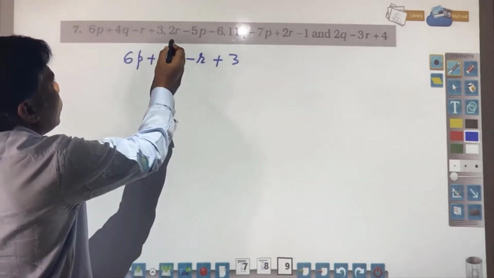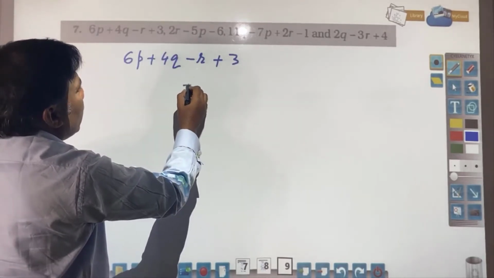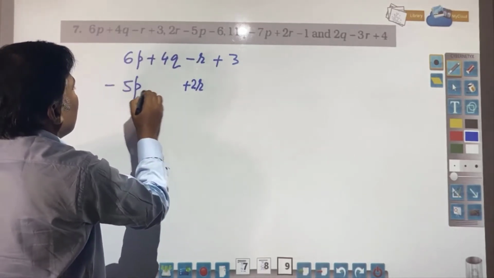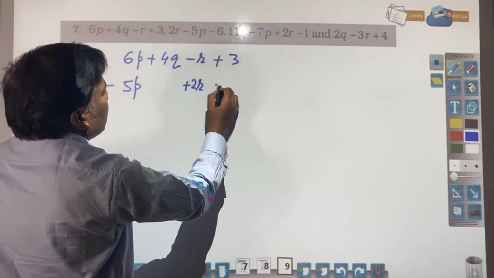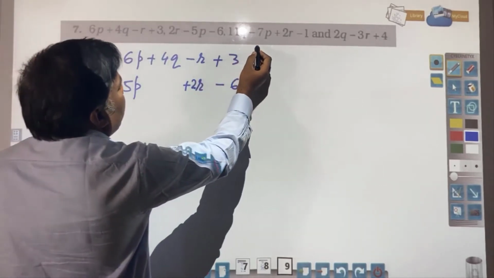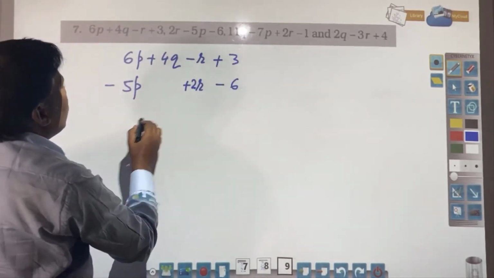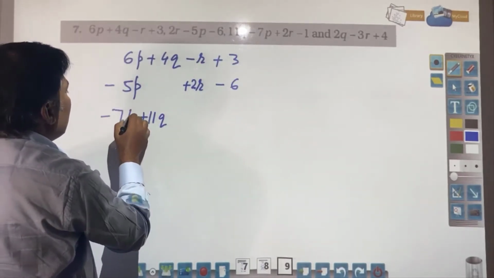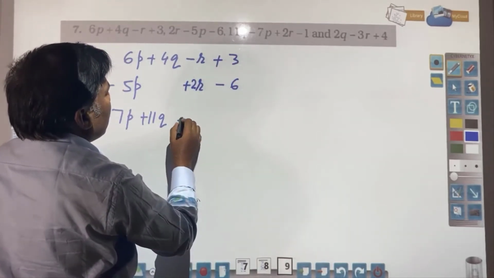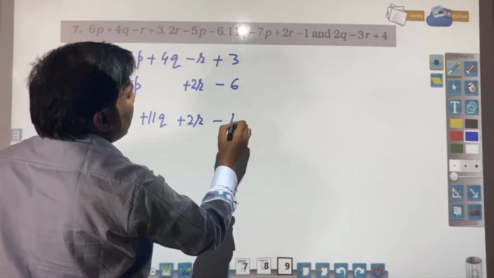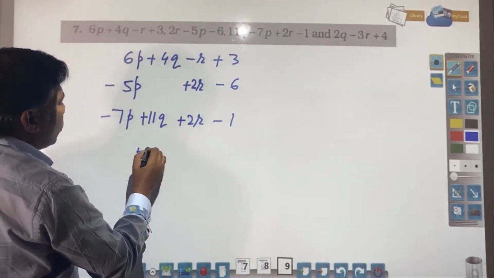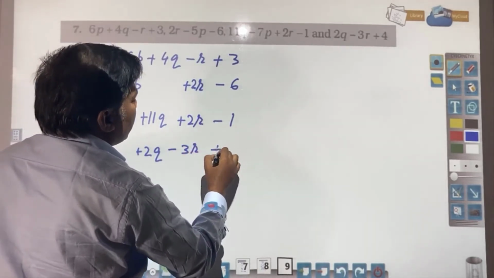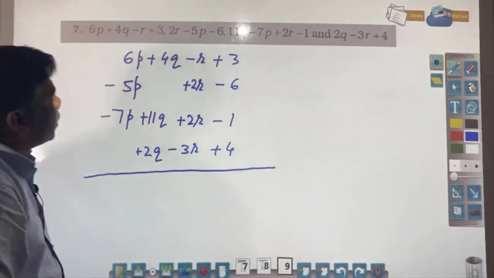Second you see 2r you have. So 2r, then minus 5p, then minus 6. This will be minus 6. Then you have 11q. So this will be plus 11q. Then minus 7p, then you have plus 2r, and minus 1. Then you have 2q and minus 3r and plus 4. This is required to be added.